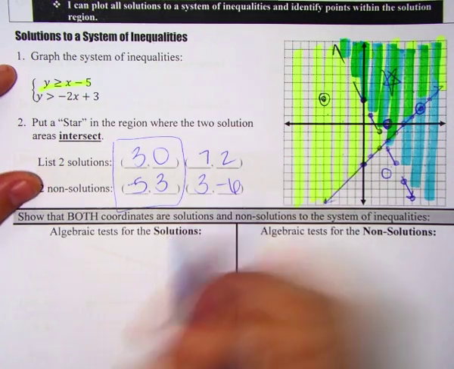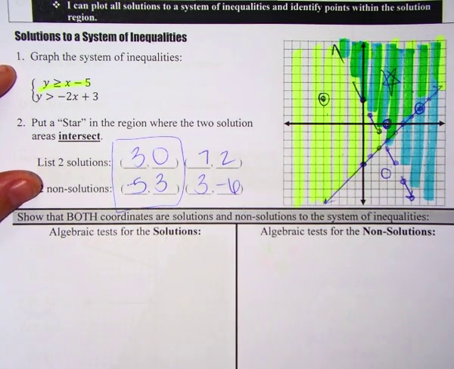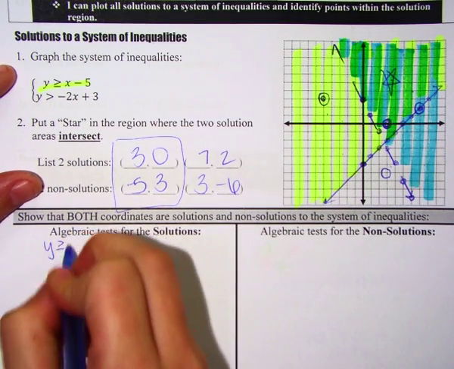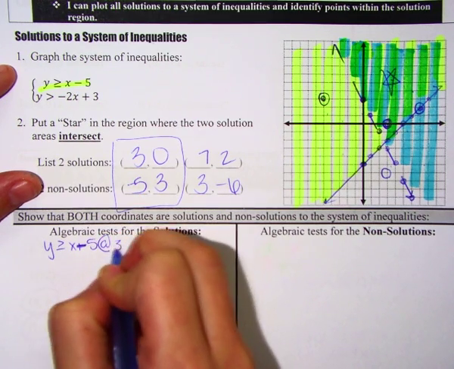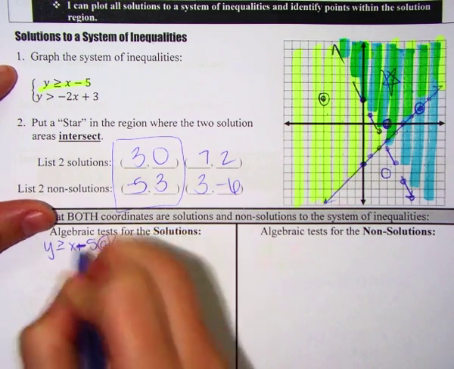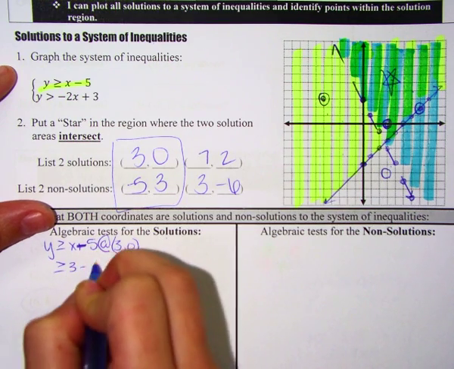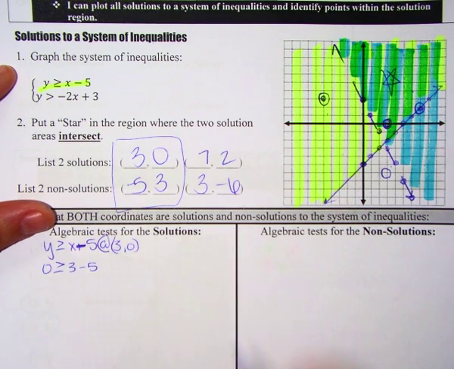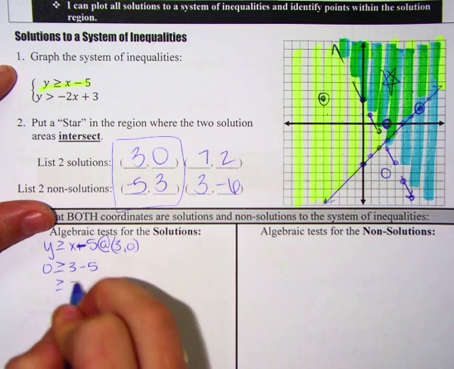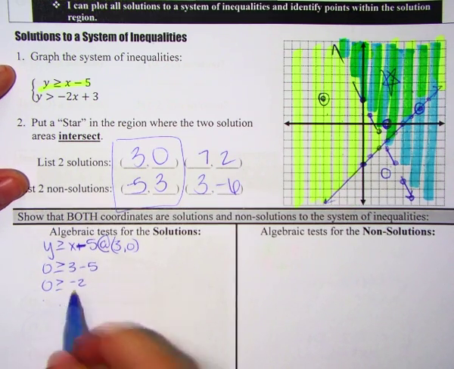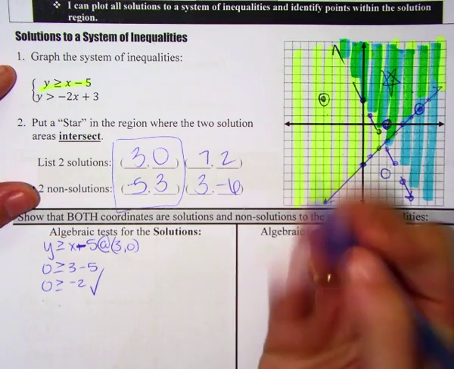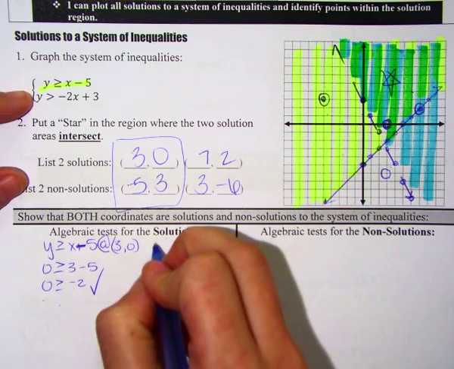So let's test the solutions. y is greater than or equal to x minus 5 at 3, 0. 3 goes in for x. 0 goes in for y. 3 minus 5 is -2. 0 is greater than or equal to -2. That is true. Go ahead and test in the second inequality.